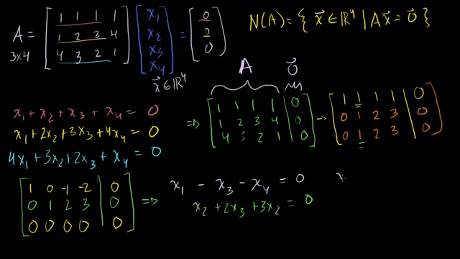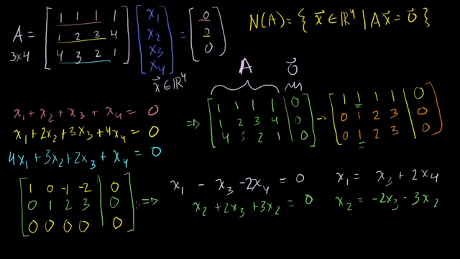And what do I get? I get x1 is equal to x3 plus x4. Actually, I made a mistake here. This is x1 minus x3 minus 2 times x4 is equal to 0. So if I rewrite this, I get x1 is equal to x3 plus 2x4. And then I get x2, let me do that in green. x2 is equal to minus 2x3 minus 3x4.